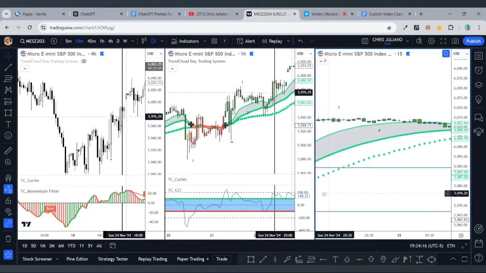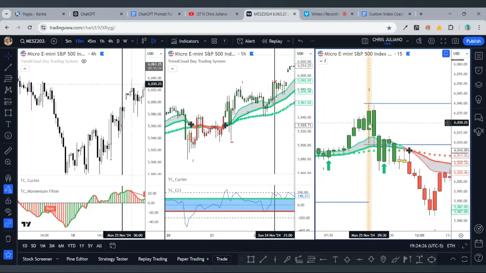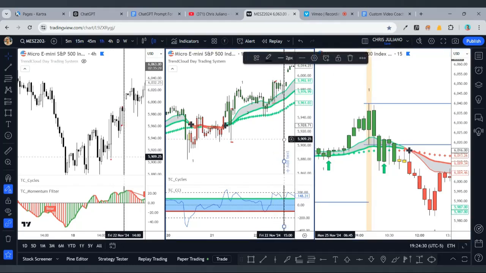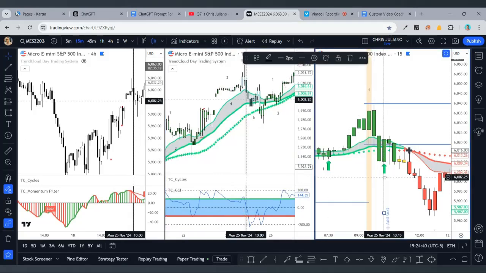Do you see how TrendCloud is giving you all the information? TrendCloud signal, next day, right? Next day. And you would repeat the process over and over again, okay?